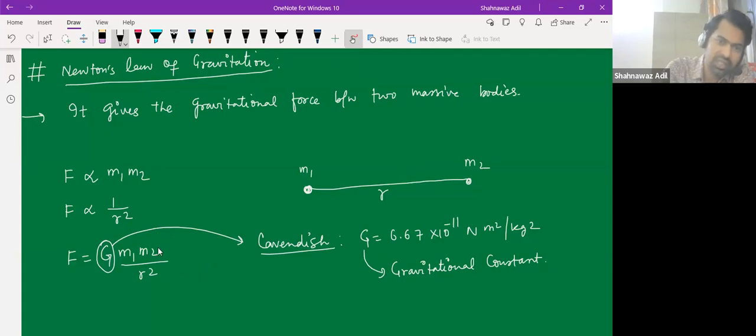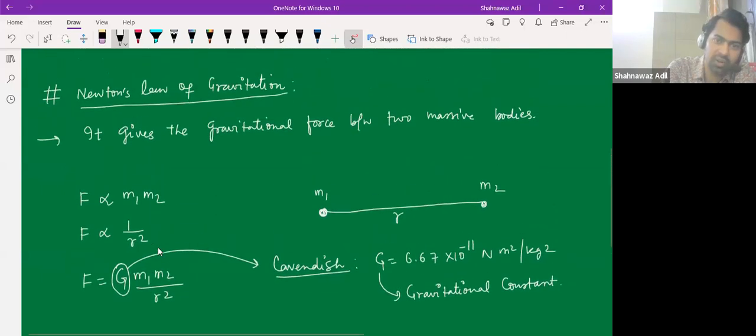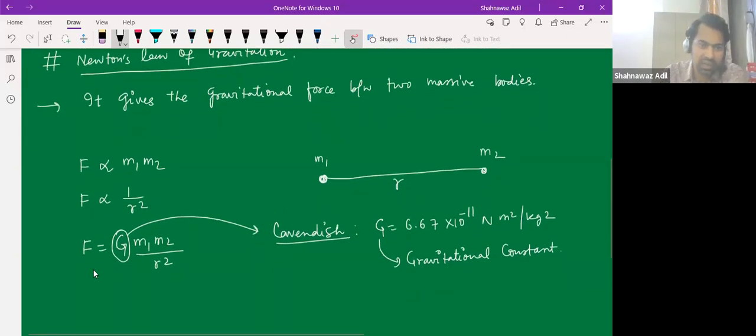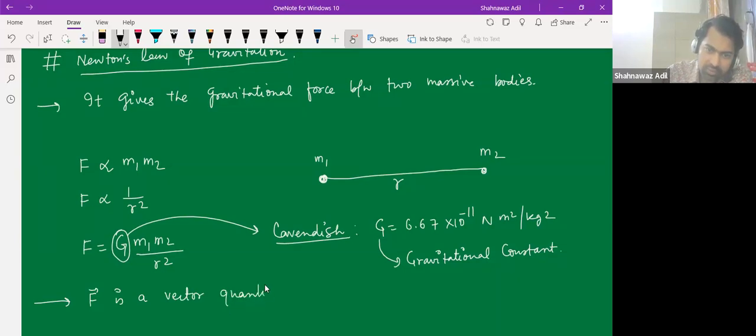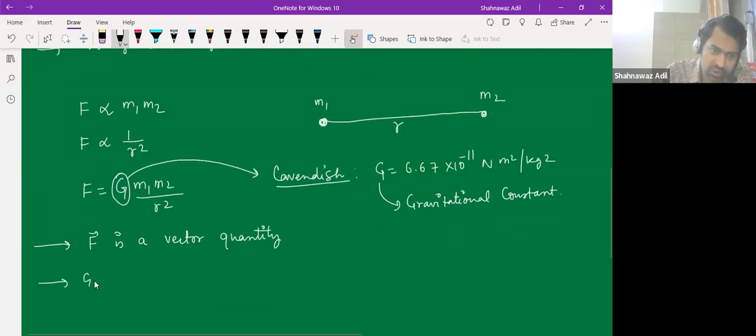Okay, so this is called Newton's law of gravitation, and it gives the gravitational force. This force F is a vector quantity, right? And this gravitational force is the weakest known force.